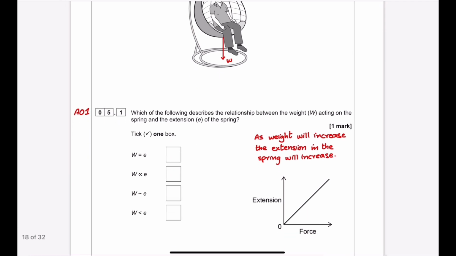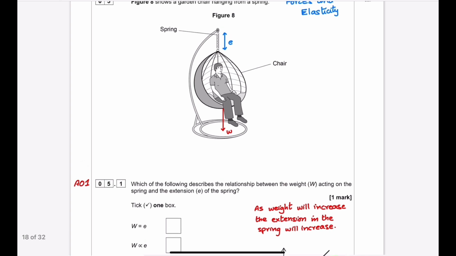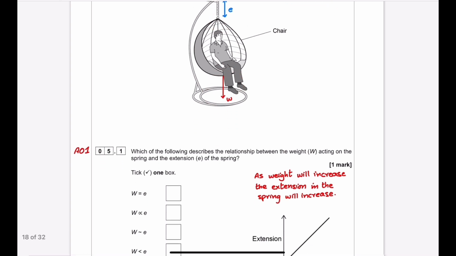We know that within the elastic limit, force and extension are directly proportional to each other. As the weight is increasing, the extension in the spring will also increase. Therefore, we will say that weight and extension are proportional to each other. So the correct option is weight is proportional to e.